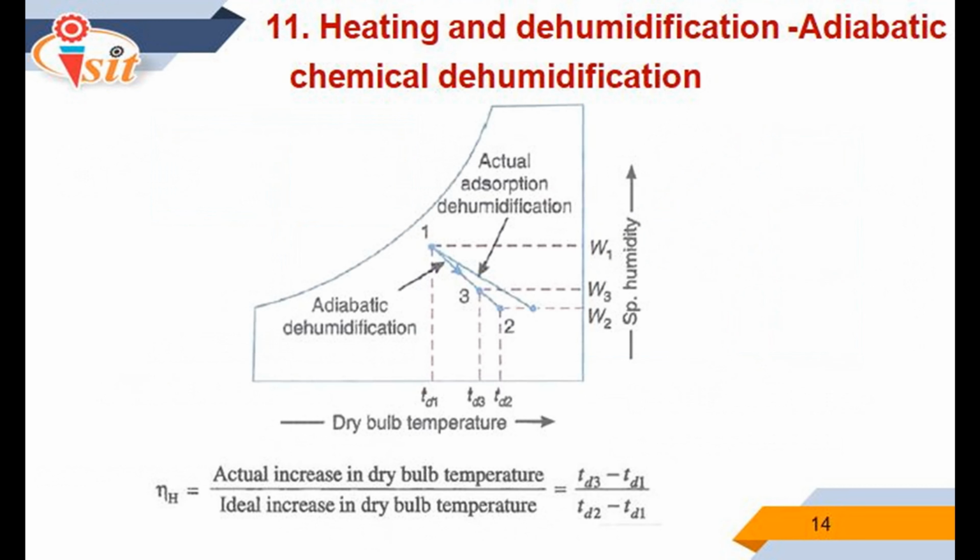Next is adiabatic chemical dehumidification. This process is mainly used in industrial air conditioning. It is normally used for some comfort air conditioning installation where the low relative humidity and low dew point temperature is required. In this process, the air is passed over the chemicals which have the affinity for the moisture.